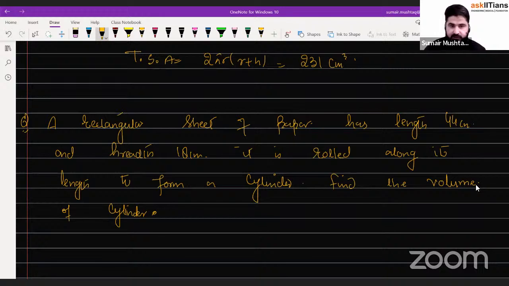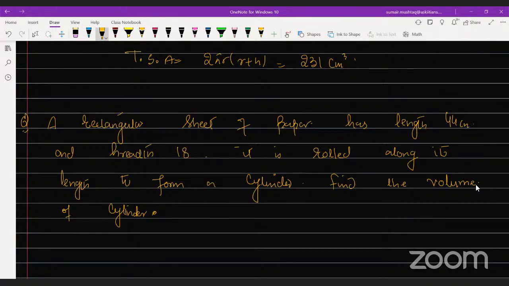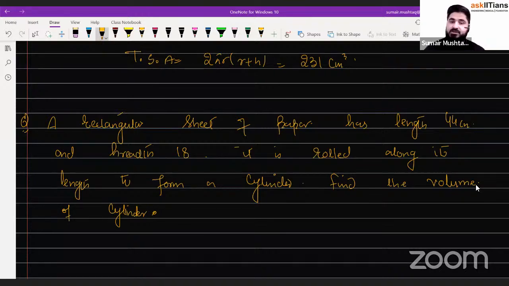Height is not given. You have to change the rectangular piece of paper into the cylinder. A rectangular sheet of paper has a length of 44 centimeter. That means it is converted. Let us suppose I give you a piece of paper. This is rectangular. So this is a length. I'm just converting this into this form. See, this is the form I'm converting it.